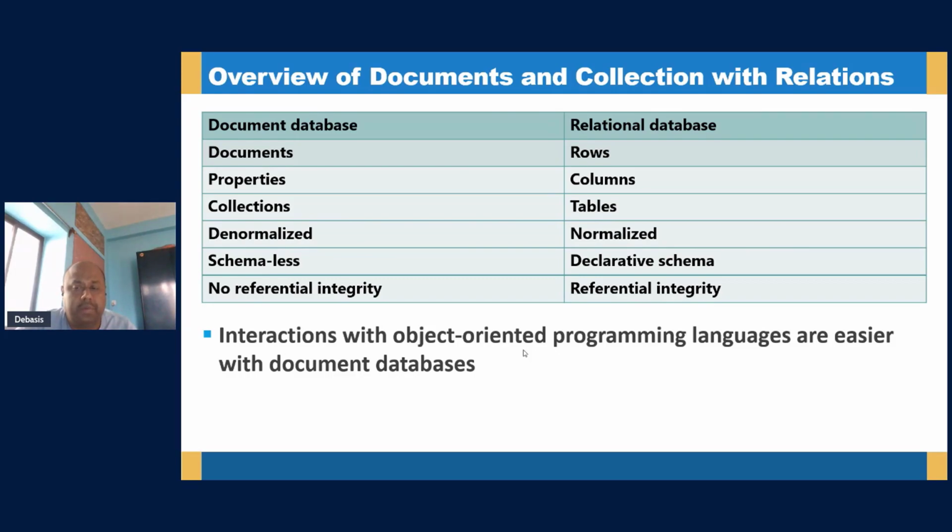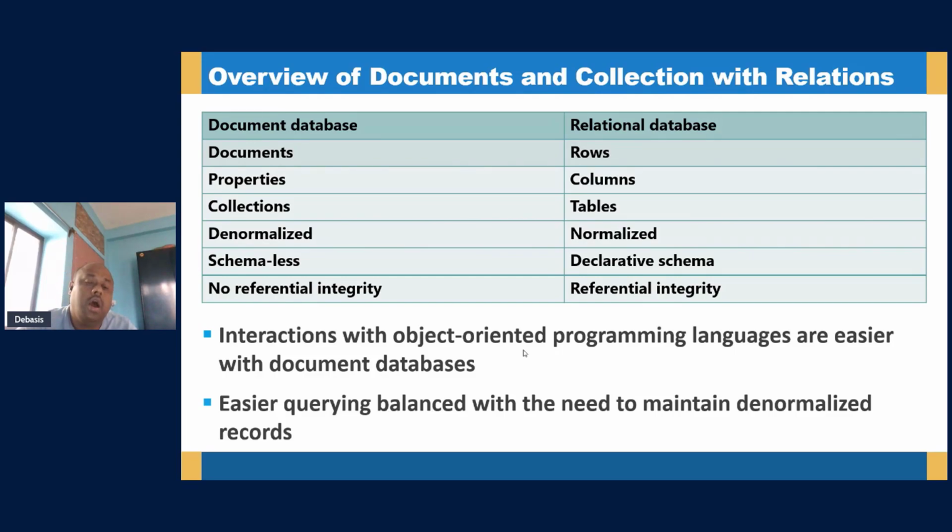Interactions between object-oriented programming languages are easier with document databases. That is why we normally use the document database structure model in NoSQL or Cosmos DB. Querying is also easier, balanced against the need to maintain denormalized records. Since the record is denormalized, whenever we fetch it, it does not need to perform extra joins or establish links between different tables or collections within Cosmos DB, because it can contain schemaless data of any structure. So we can store nested types of data in a single record, or a single document, in the Cosmos DB data structure.